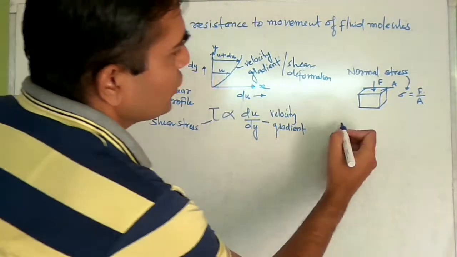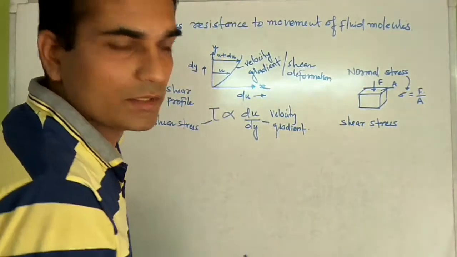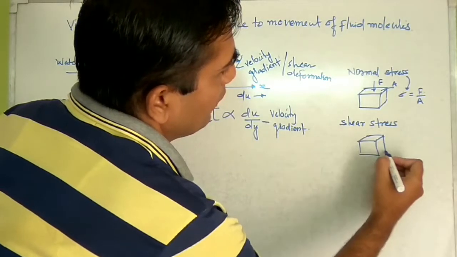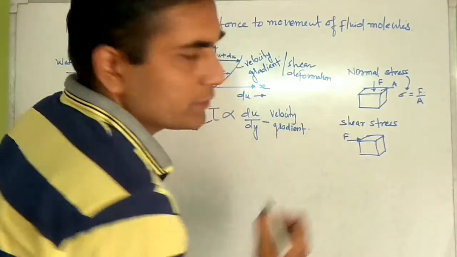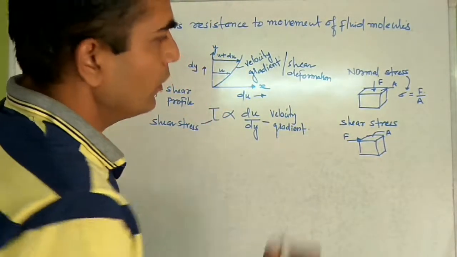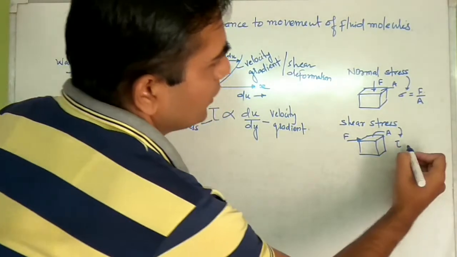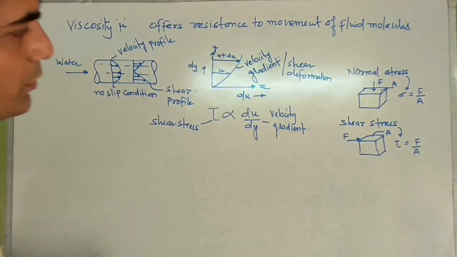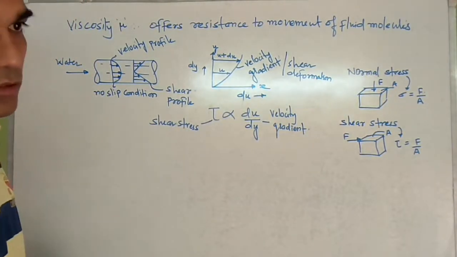If we see shear stress on the same body, the force is now a tangential force applied on the same area A. Here the shear stress is denoted by tau is equal to F divided by A. So that is the basic difference between shear stress and normal stress.